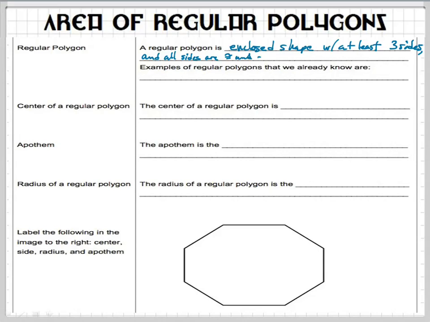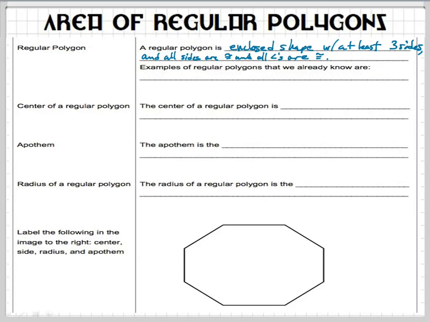And all angles are congruent. Can we put all sides and angles? Yeah, I wish I said that. All sides and angles are congruent. I wish I shortened it like that.